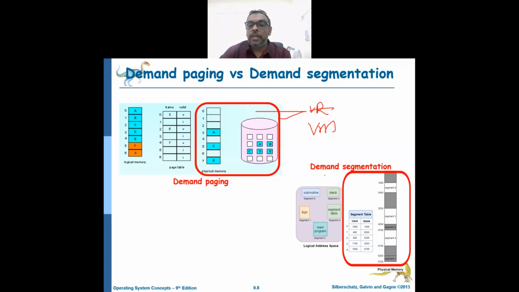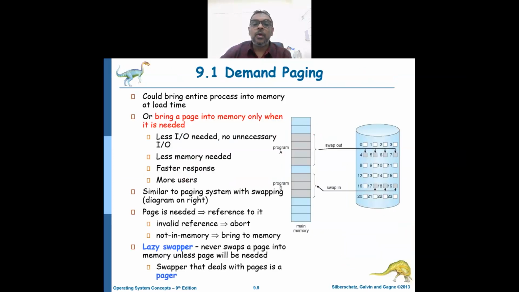The same thing goes for segmentation. The process is divided into several segments, and if you remember, we have the limit and the base. The base is the starting address and the limit is how big the segment is. So we have segment 0 at base 1400 and the limit is 1000 over here. This again is also part of the virtual memory.